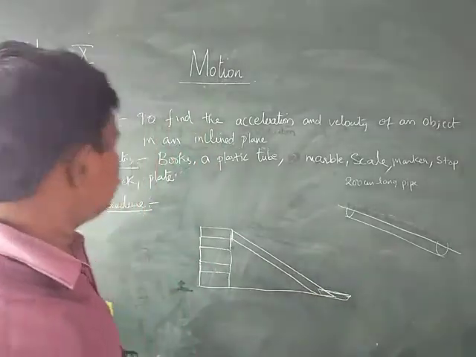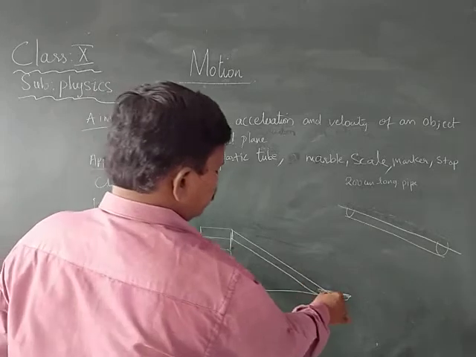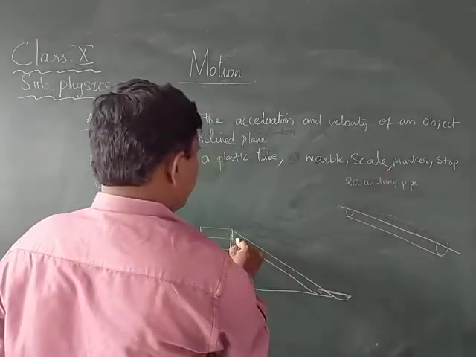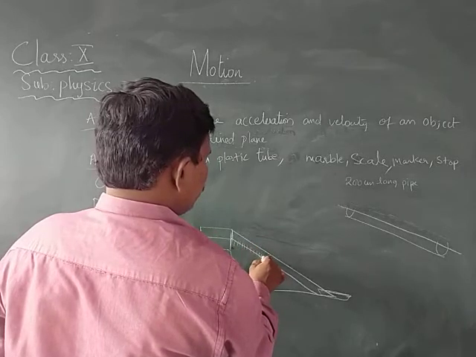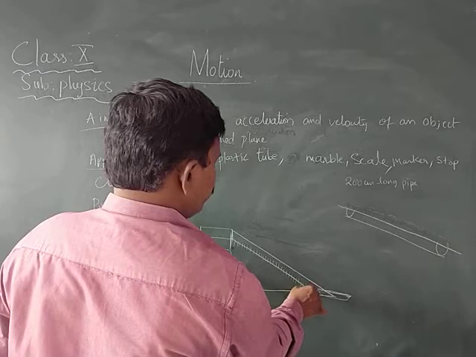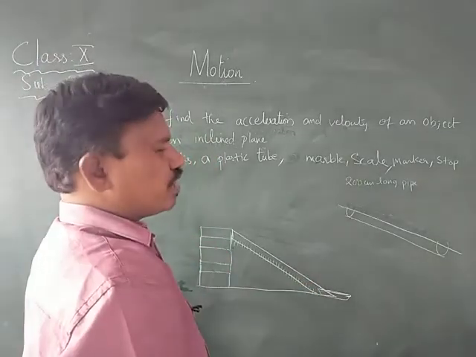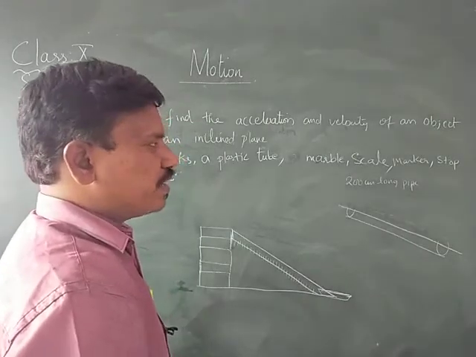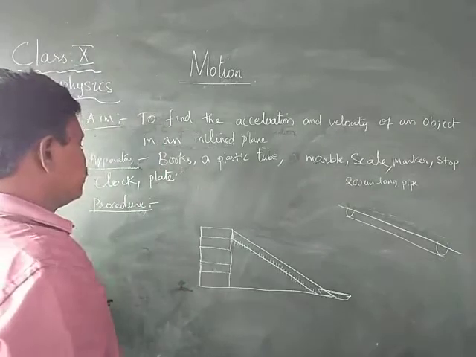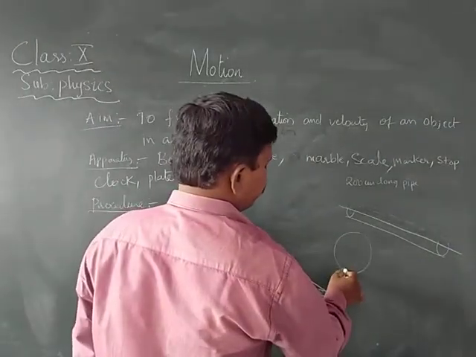After taking this long pipe, by using a marker, you mark the measurements, that is 1, 2, 3, 4 centimeter like that. Next, you have a stop clock, and you use the stop clock over here.